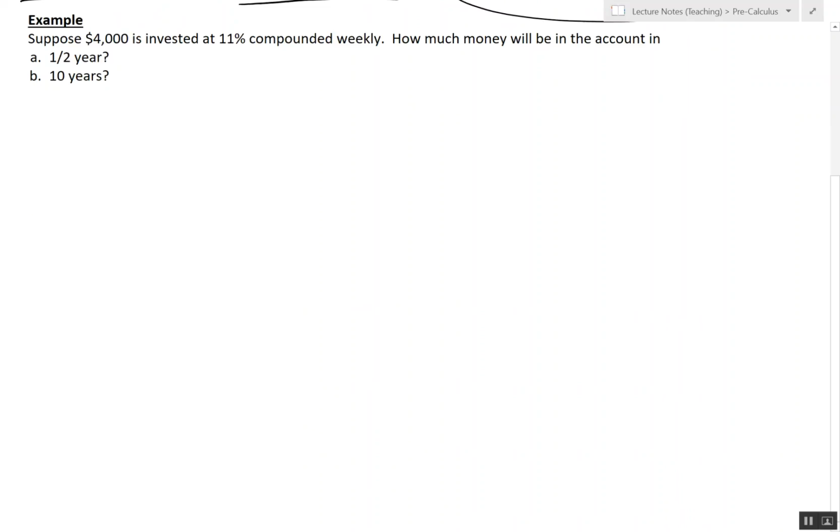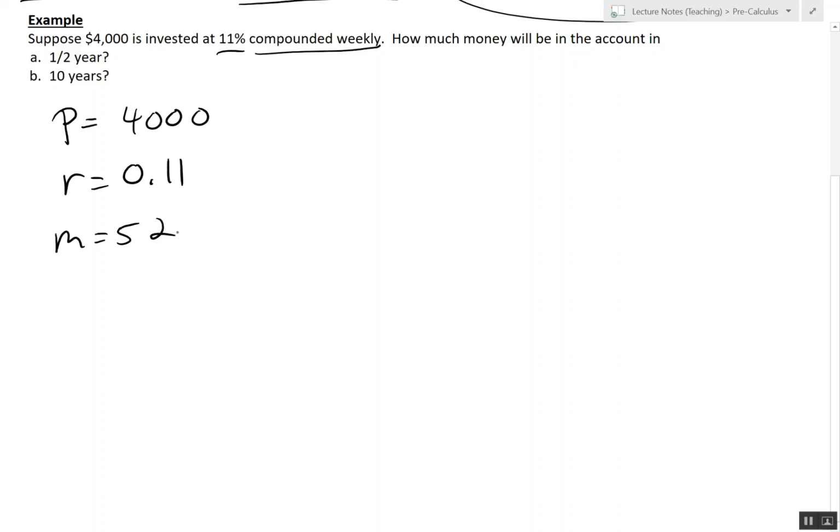So let's look at an example. We have $4,000 invested at 11% compounded weekly. How much money will be in the account after half a year and then after 10 years? Before we figure out part A and part B, notice that for both problems, P is equal to 4,000. The rate is equal to 0.11, so 11% as a decimal. And compounded weekly, there are 52 weeks in the year, so m is going to be 52. The only difference between part A and part B is the value of t. In part A, t is going to be a half, or 0.5.